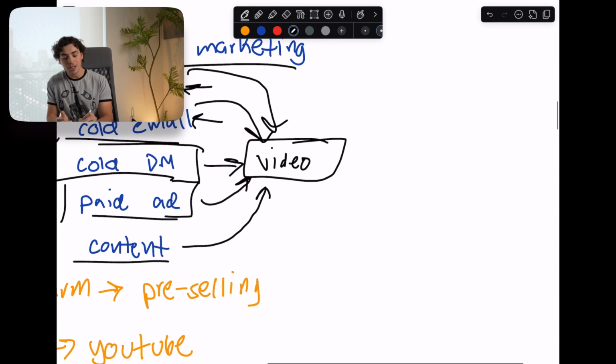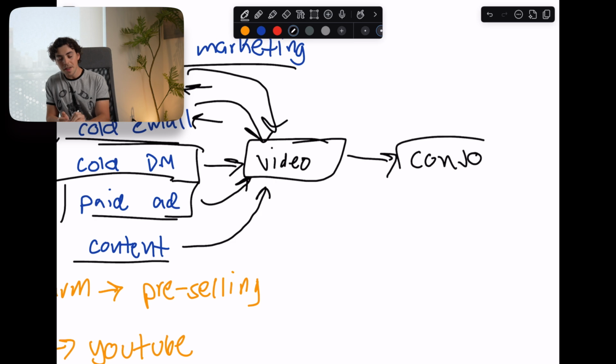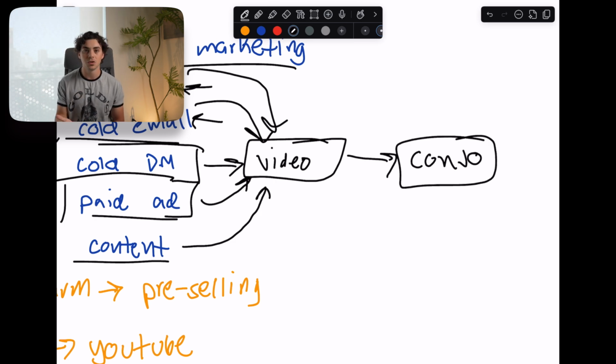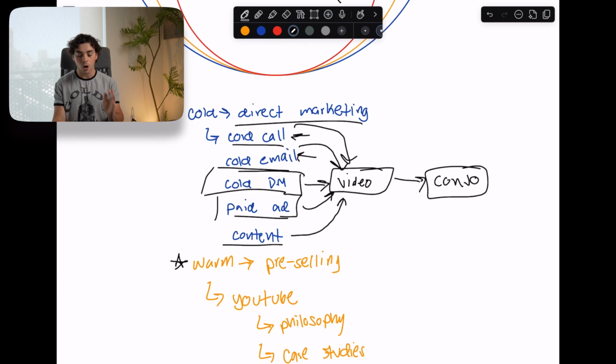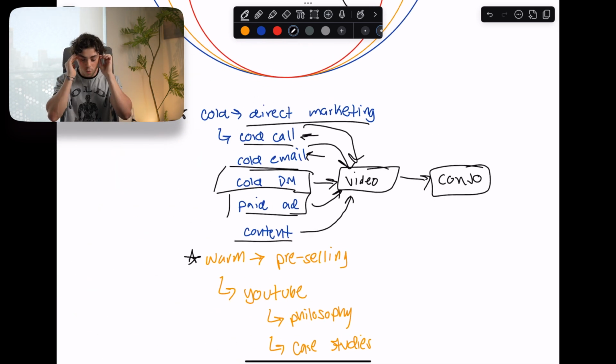So we send them to a video and then we could have an actual conversation. Then the conversation's easier. Then the conversation's warm. Then that conversation, they already trust you and know you. Okay, I hope this is making sense because when I put it down on paper like this, it's clearly laid out. It makes sense to me, right?